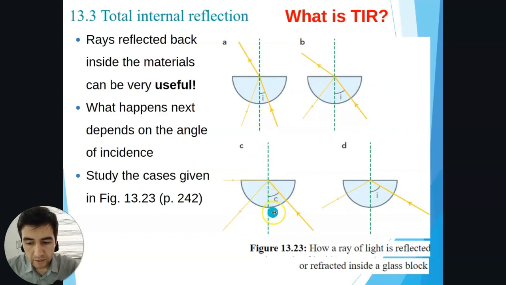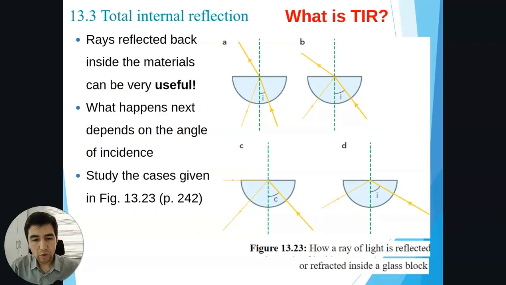What happens next? If you increase further and further, it will reach a case when the light is just on the boundary between the air and the glass, and some part of it is reflected. Then what happens if you increase further the angle of incidence? All the light will be reflected, and that's what we call total internal reflection.